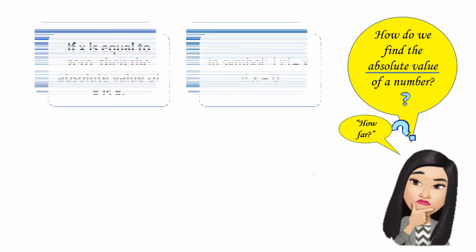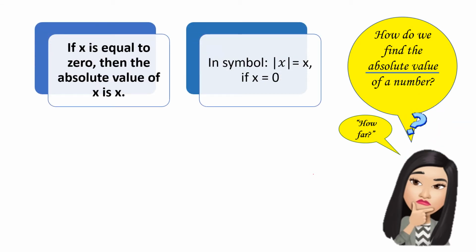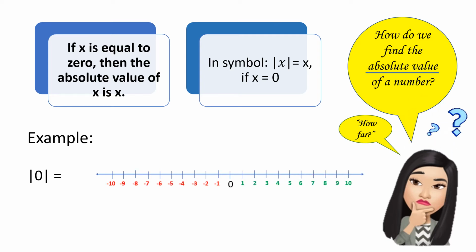Next, what if the number is 0? If x is equal to 0, then the absolute value of x is x. In symbol, the absolute value of x equals x if x equals 0. For example, what is the absolute value of 0? Is there any distance? Therefore, the absolute value of 0 is 0.